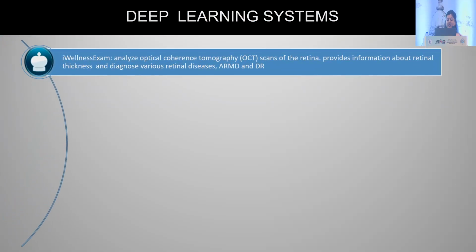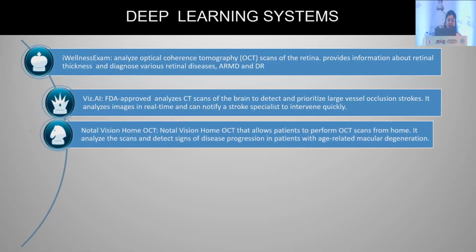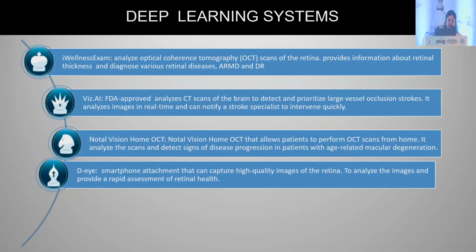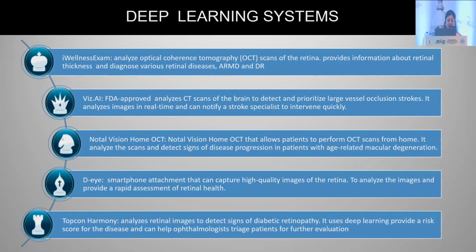Then coming to deep learning systems, a subset of machine learning that uses deep neural networks to learn and make predictions from data. For that we have Eye Wellness Exam, Viz AI, Notal Vision Home OCT, DI, and Topcon Harmony. Eye Wellness Exam analyzes OCT scans from the retina. It provides information about retinal thickness and diagnoses various retinal diseases like ARMD and diabetic retinopathy.